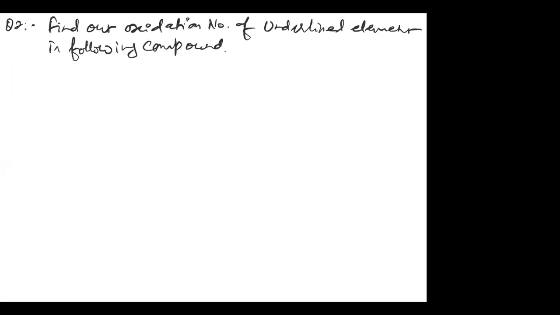A few examples of this underlined element may be, suppose, PbO2, KO2, BaO2, and let's say Pb3O4. So you have to find out the oxidation number of lead, potassium, barium, and lead, let's say.